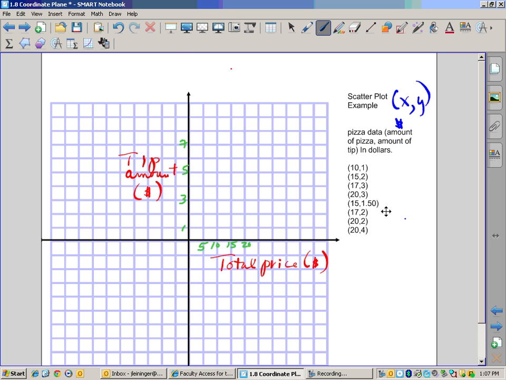So in creating a scatter plot, the reason why it's called a scatter plot is because we just kind of scatter our data out there one point at a time, and we're not going to connect them. So for $10 in pizza sales, I got a $1 tip. Start at the origin, 10 to the right, and 1 up. There's my first data point for my scatter plot. I've done him. When I sold $15 worth of pizza, I got a $2 tip.